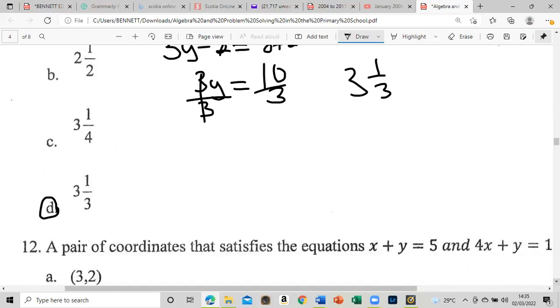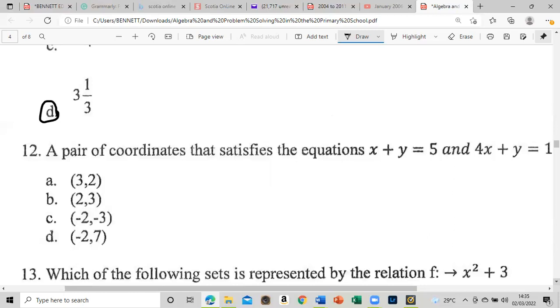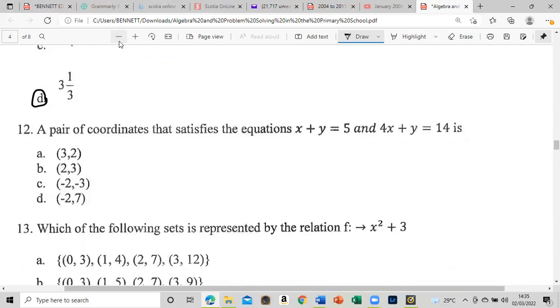Let's move on to number 12. A pair of coordinates that satisfy, let's really small. You guys go ahead and try that one. A pair of coordinates that satisfy the equation x plus y is equal to 5 and 4x plus y is equal to 14. This is basically a trial and error. But it is saying that x plus y must equal 5 and 4x plus y. You can solve it, otherwise, you can solve the simultaneous equation. I'll put it up. Because it's really a simultaneous equation.